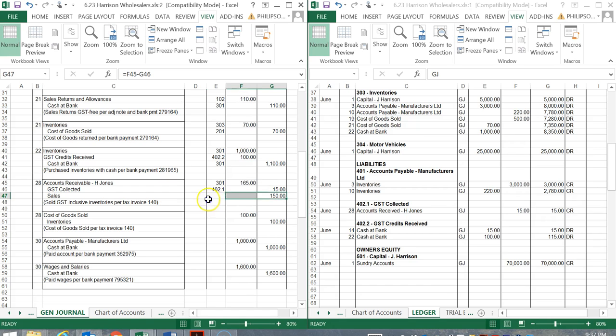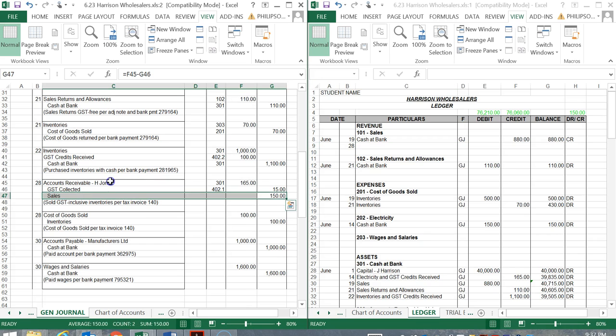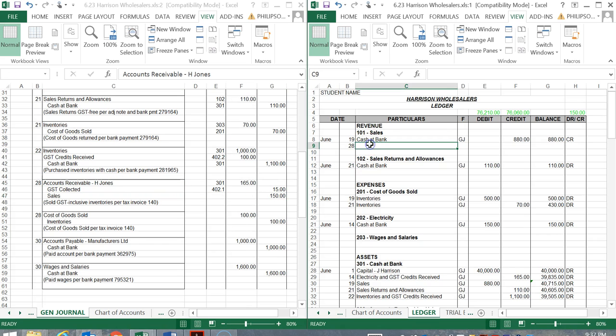And then credit sales 150. Up here sales, putting our date 28th. Our particulars from the debit side of the journal entry is accounts receivable H. Jones. Oh, that's usually my last step, getting ahead of myself here.